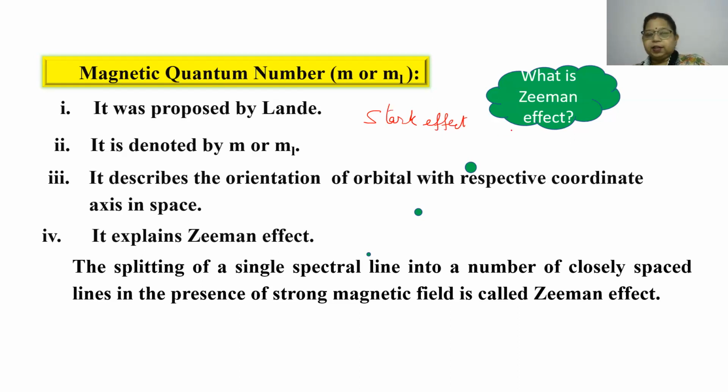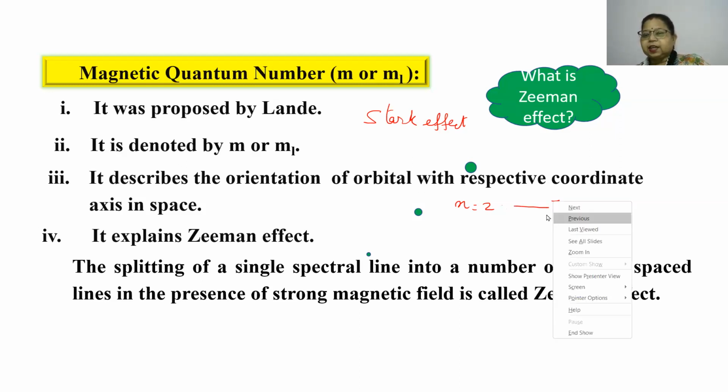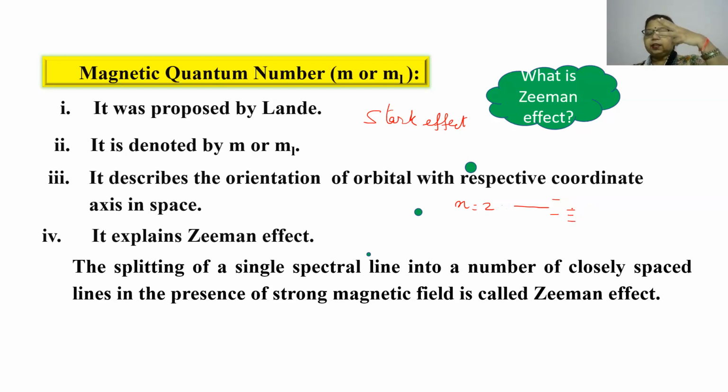In the Zeeman effect, they take any spectral line, let's say corresponding to n equal to 2. Now, when you apply a magnetic field around it, what happens? That single line splits into S and P orbital. The line of P orbital again splits into 3, indicating P has 3 directions at which you can find the electron. That is, it has 3 orbitals, right?